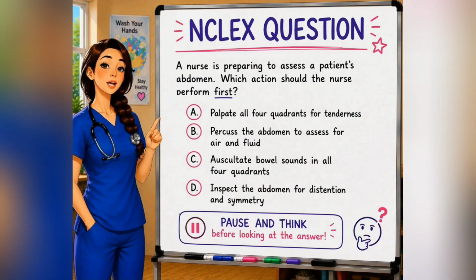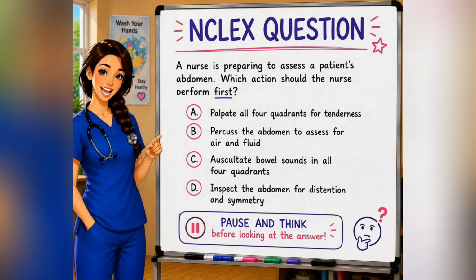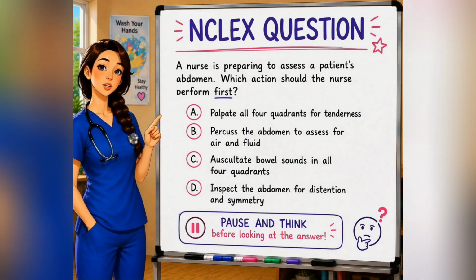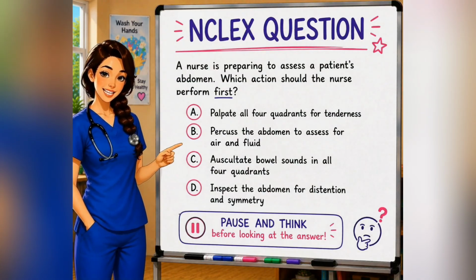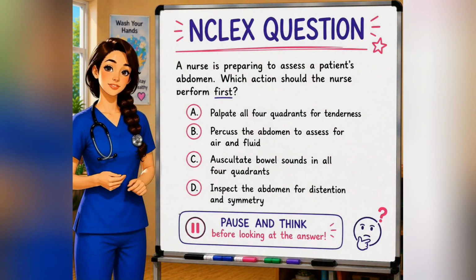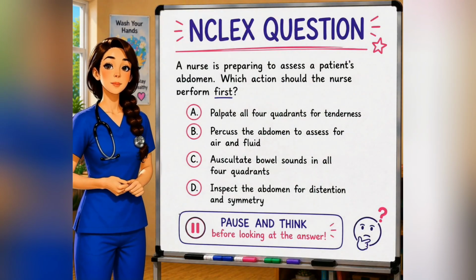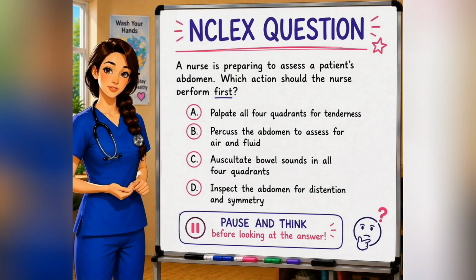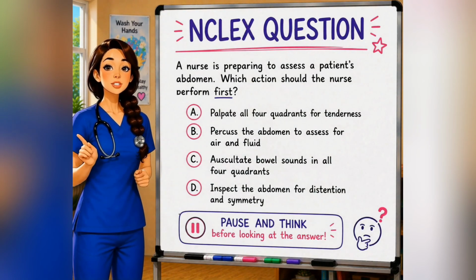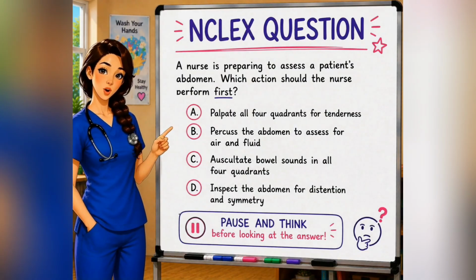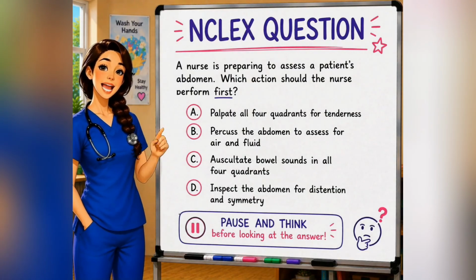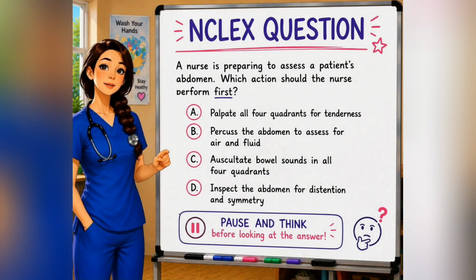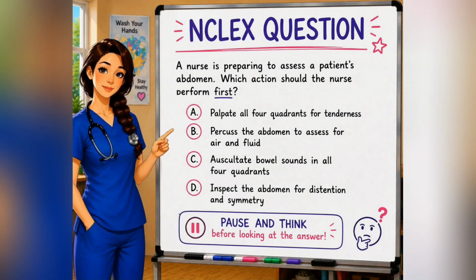Pop quiz. A nurse is preparing to assess a patient's abdomen. Which action should the nurse perform first? A. Palpate all 4 quadrants for tenderness. B. Percuss the abdomen to assess for air and fluid. C. Auscultate bowel sounds in all 4 quadrants. D. Inspect the abdomen for distension and symmetry. Pause the video if you need time to think.